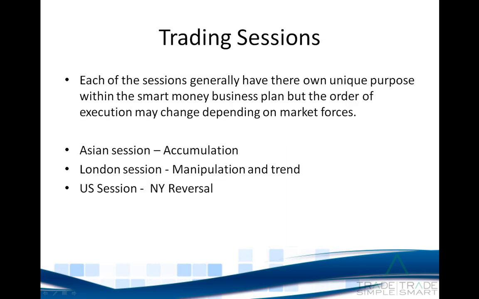So up until now, you've learnt that each of the sessions generally have their own unique purpose within the Smart Money business plan, but the order of execution may change depending on market forces. And you'd learnt that primarily the Asian session is where the accumulation of retail orders will take place. The London session is where the manipulation and the unfolding of the daily trend will take place. And then finally, during the US session, we're generally going to see the New York reversal.